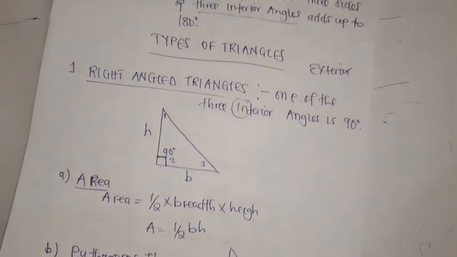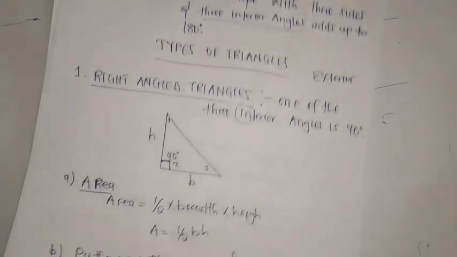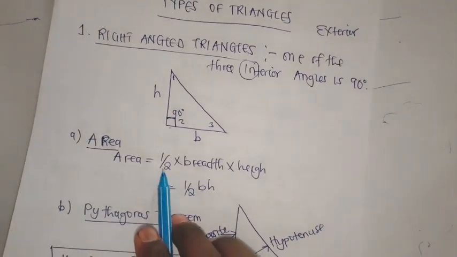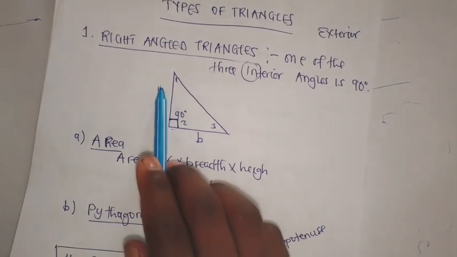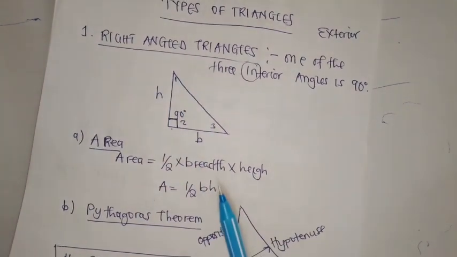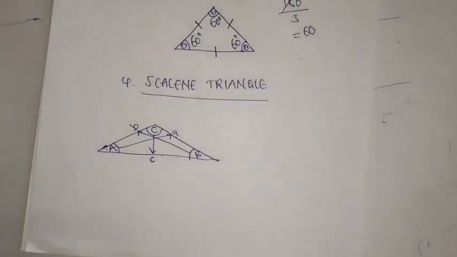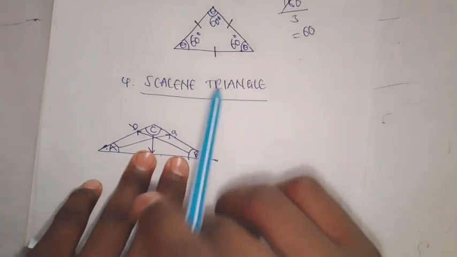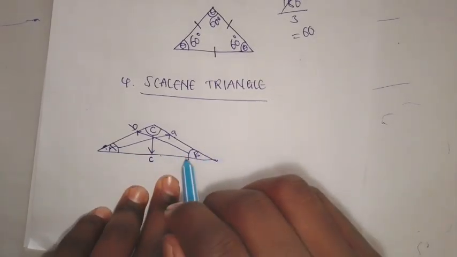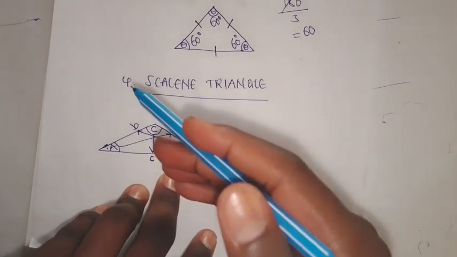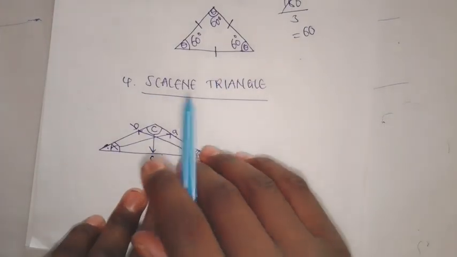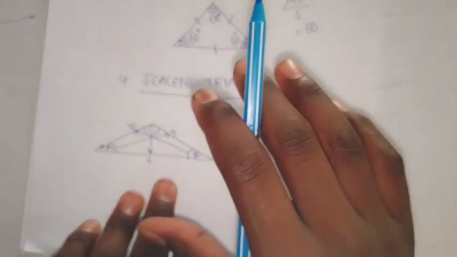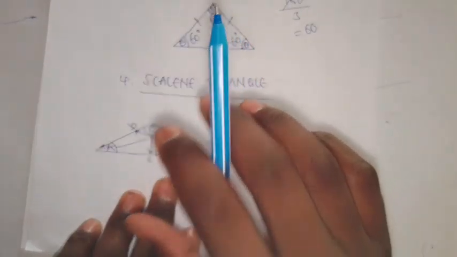Remember we talked about the right angle triangle. We said the area is half times base times height. But now, when it comes to a scalene triangle, we have the base, but do we have the height? No, we don't have it. So we use a different method, trigonometry.